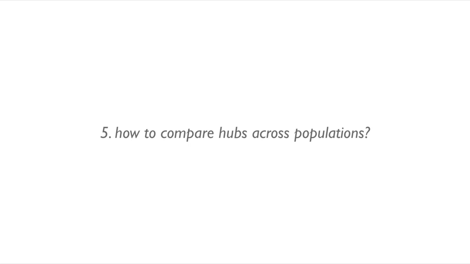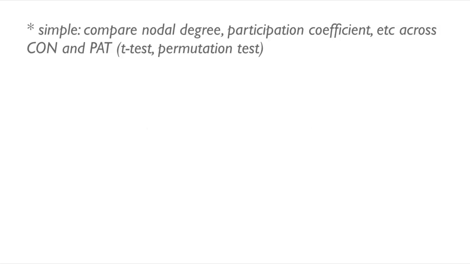So at the end of this talk, let's briefly discuss two final important things. One, how can we compare hubs across populations if we want to do a patient control comparison? And finally, what are some final limitations and caveats of these methods that we discussed so far? But let's first take a look at some suggested ways to compare hub organization across populations.